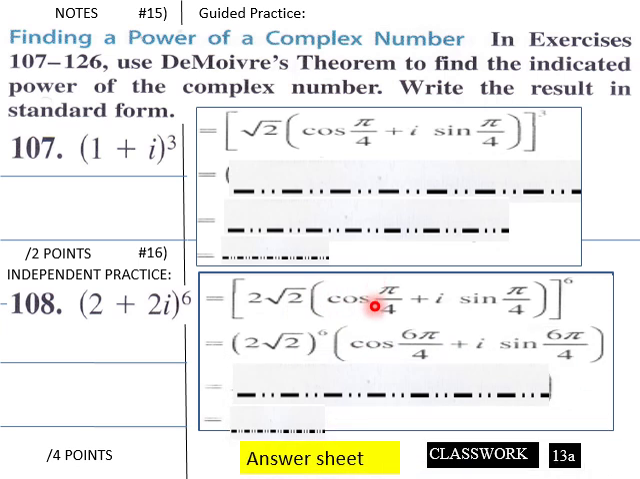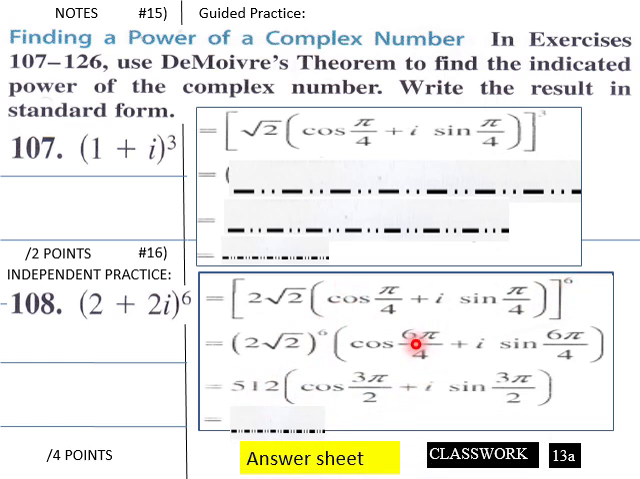Oh, wait a minute, that one's out of order there. I'm going to jump down here, students, to help you on your independent practice. 2 times radical 2 multiplied by, again, we have a 45-degree angle here, cosine pi over 4 plus i sine pi over 4 to the 6th power. And then we're just going to take everything to the 6th power, so this becomes cosine 6 pi over 4, sine 6 pi over 4. And then that hashes out to 512 times, so when we simplify this, it'll be cosine 3 pi over 2 plus i sine 3 pi over 2.